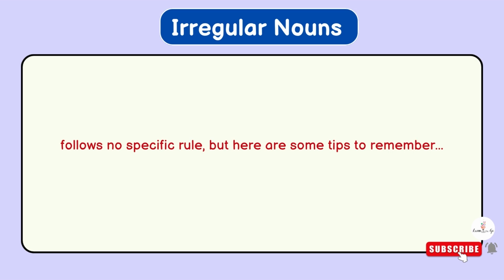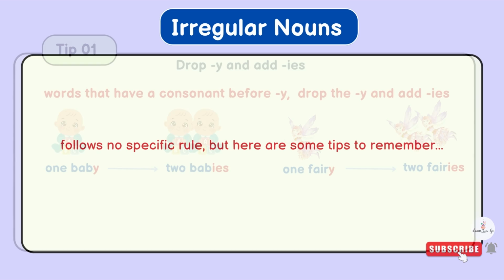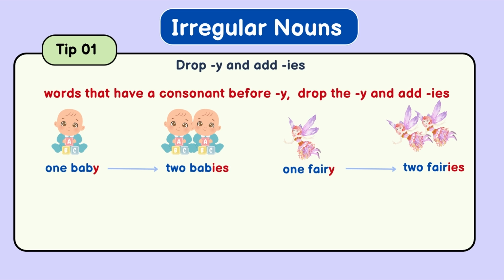Let's now move on to irregular nouns. Unlike regular nouns, irregular nouns do not follow a specific rule. However, here are some tips for you to remember. Here's tip number 1. If a word ends with the letter Y and has a consonant before the ending Y, we drop the Y and add IES, like this. 1 baby, 2 babies. 1 fairy, 2 fairies.